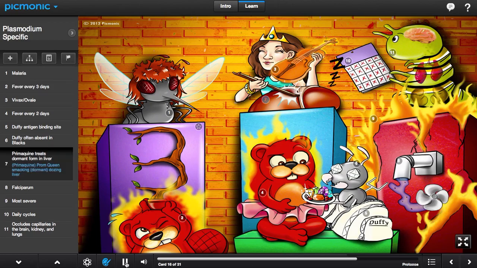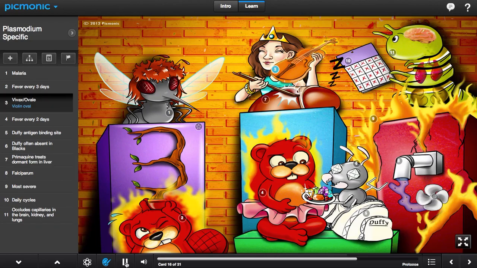The prom queen is obviously the crowd's favorite, as she wows them with her skills on the orange violin. However, she's got a short temper, evidenced by her smacking the liver when the liver dozed off.